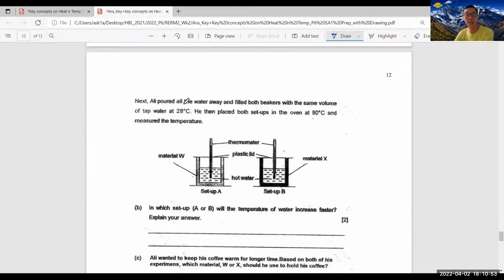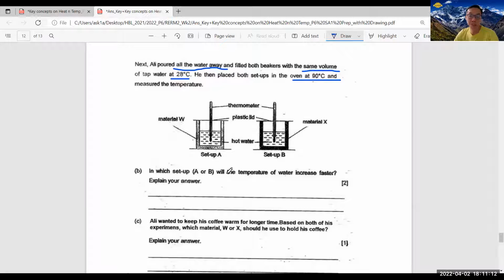Okay, next, Ali pours away all the water and fills both beakers with the same volume of water at 28 degrees Celsius. And then he placed it in the oven at 90 degrees. So now he's heating up the tap water at 28 to a higher temperature. So in which setup will the temperature of water increase faster? Of course, you want to increase faster, you must put it in a container that's a better conductor of heat, right? Which is actually material W. So they say which setup. So it's setup A.